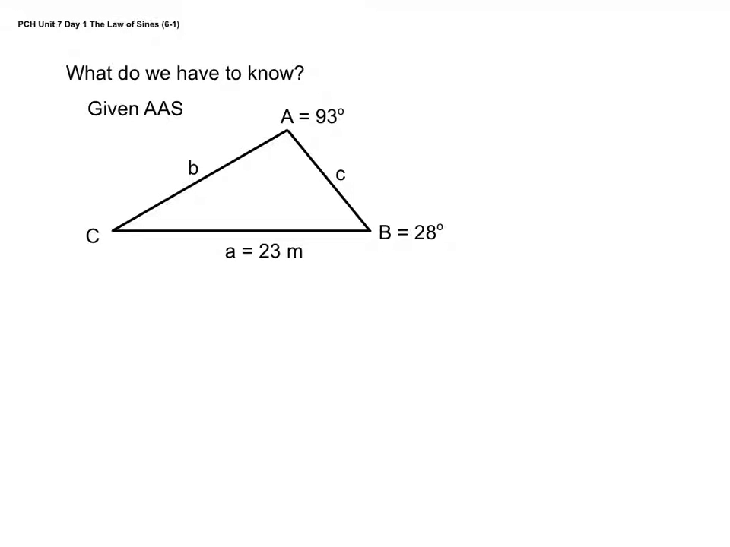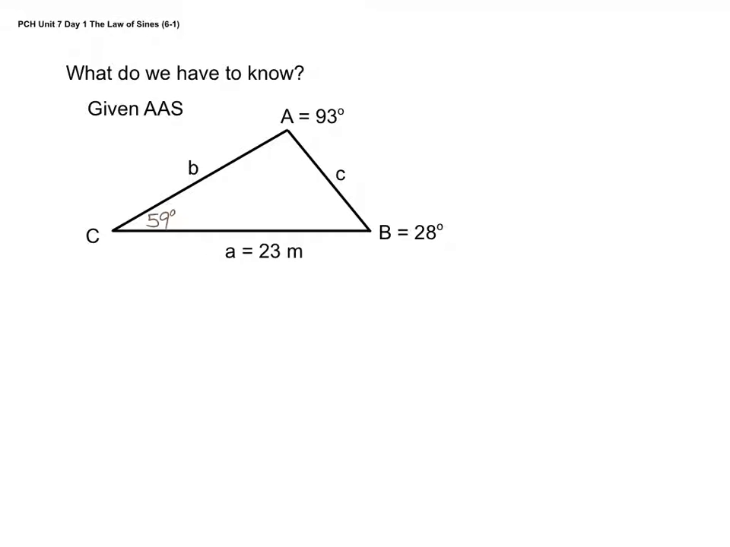Angle C, side B. Start with the simple stuff, right? We could figure out angle C really easily. How do we find angle C? 180 minus 93 minus 28. There we go. Subtract everything from 180. Don't forget that easy stuff. And I think we get 59, isn't that right? 59 degrees. So we got 59 degrees.